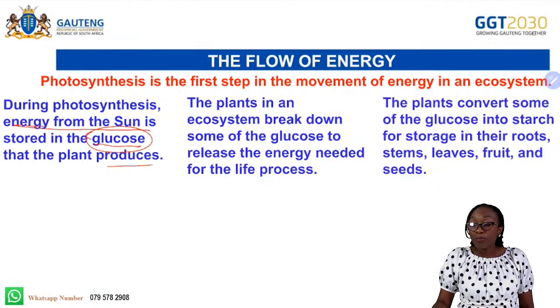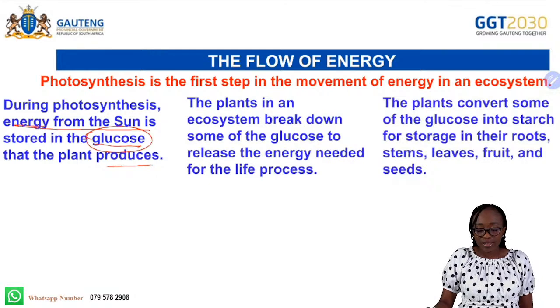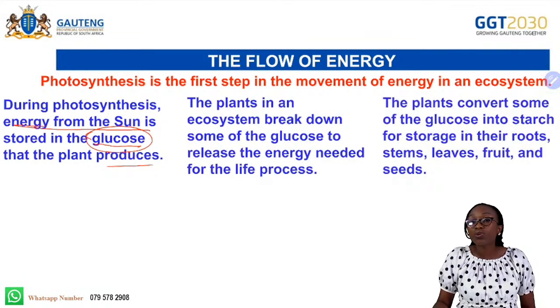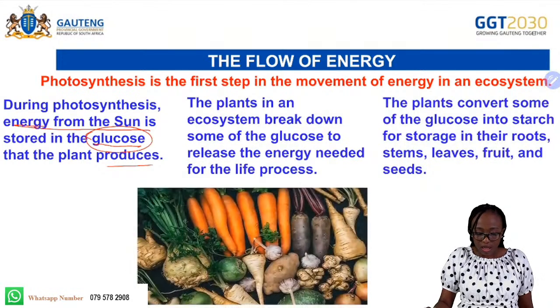So now, the plants convert some of the glucose into starch for storage in their roots, their stems, their leaves, in fruits and seeds. So the plant will use some of the glucose for the life processes, and then will store the rest.